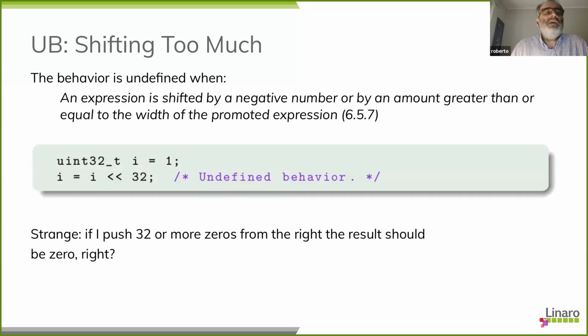Another example, which is very instructive, has to do with shift expressions. It's undefined behavior when an expression is shifted by a negative number or by an amount greater than or equal to the width of the promoted expression. The negative number, okay, it's reasonable. Why would you want to shift a quantity by a negative shift count? But it's less easy to understand why on earth it is undefined behavior shifting an unsigned 32-bit quantity 32 positions to the left. If we interpret left shift as pushing zeros from the right-hand side, then if we push 32 or even more zeros, we would zero the variable. So i should be 0 in the end, right?